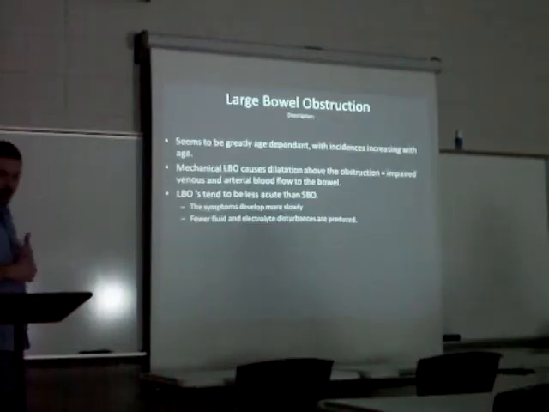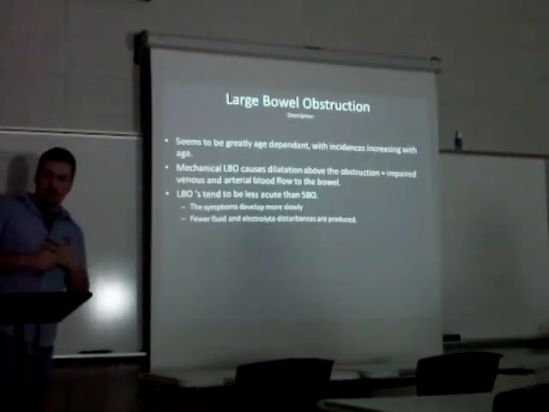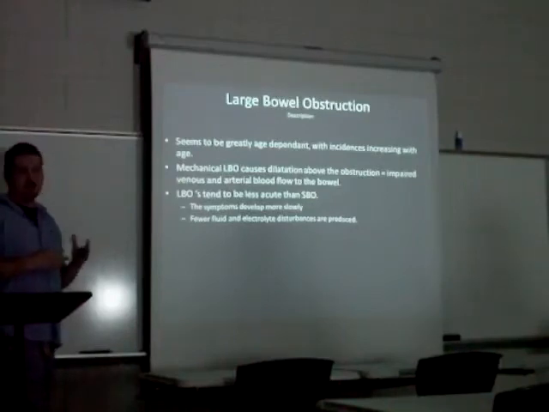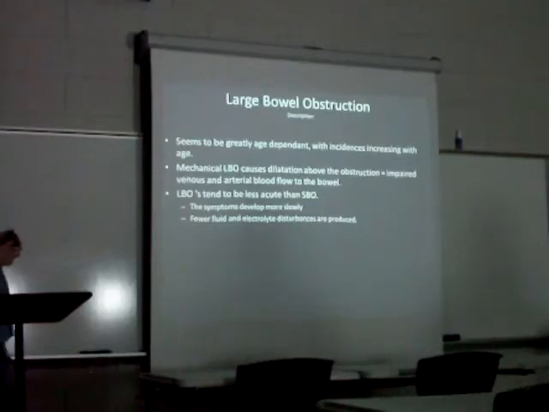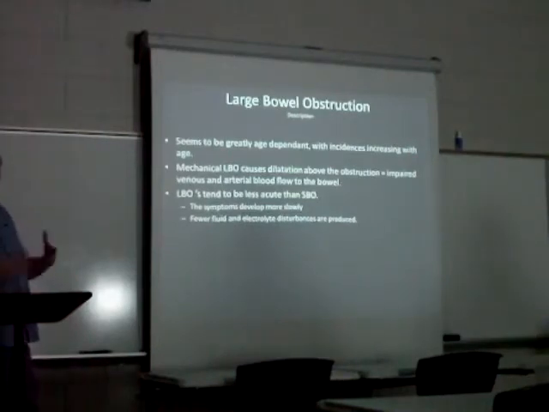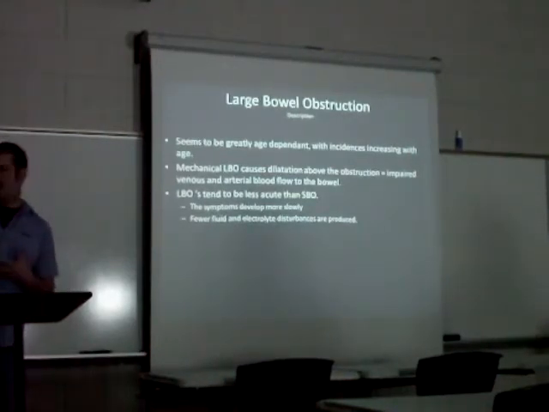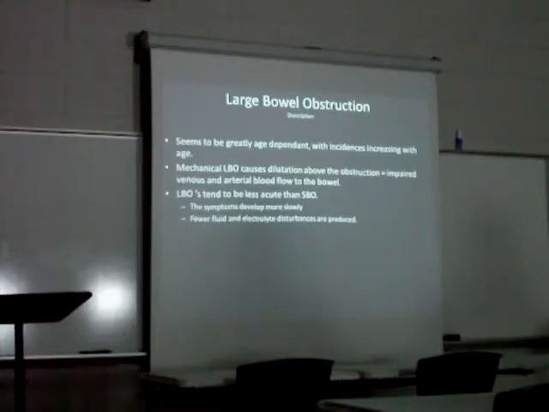We see that mechanical large bowel obstruction causes dilatation above the obstruction, which equals impaired venous and arterial blood flow to the bowel. But we also see that large bowel obstructions tend to be less acute than small bowel obstructions. And these symptoms develop more slowly, and we see that fewer fluid and electrolyte disturbances are noted. And so it's very difficult just looking at lab work to say that this person has a large bowel obstruction because there's really nothing that distinguishes it from any other.